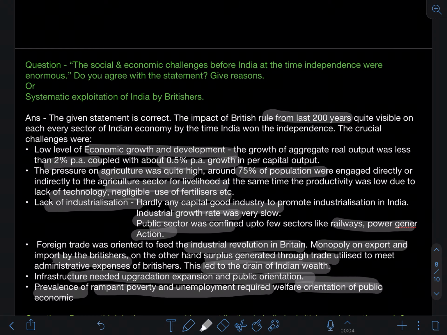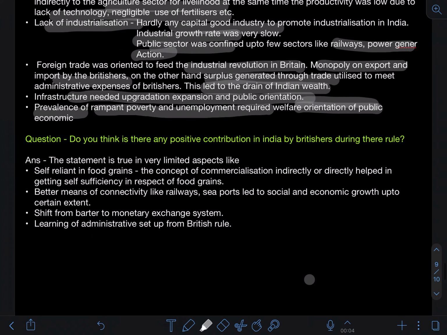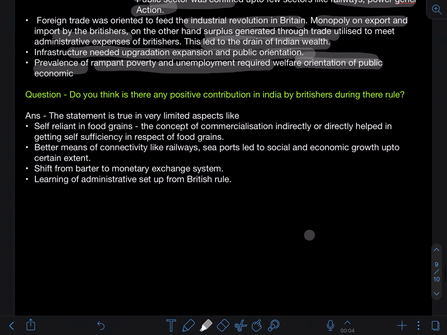So I think this complete piece of information will help you to earn 6 marks, or you may end this question with one line of conclusion, right? Apart from that, I'll be covering another question over here. This is again one question that can be asked.